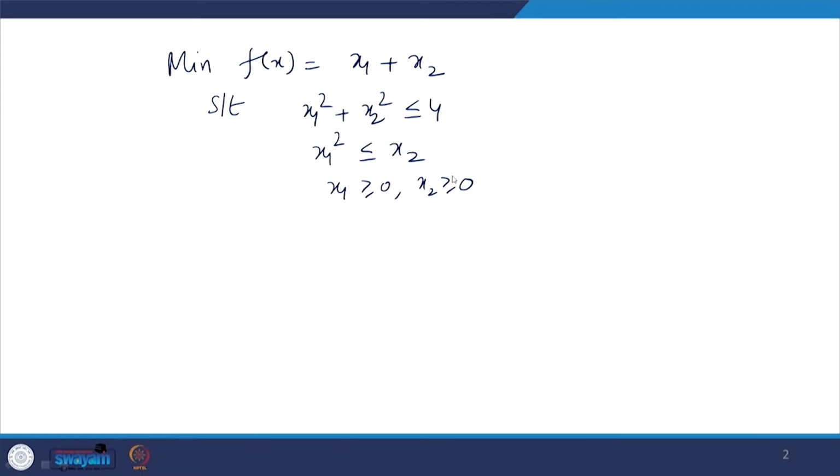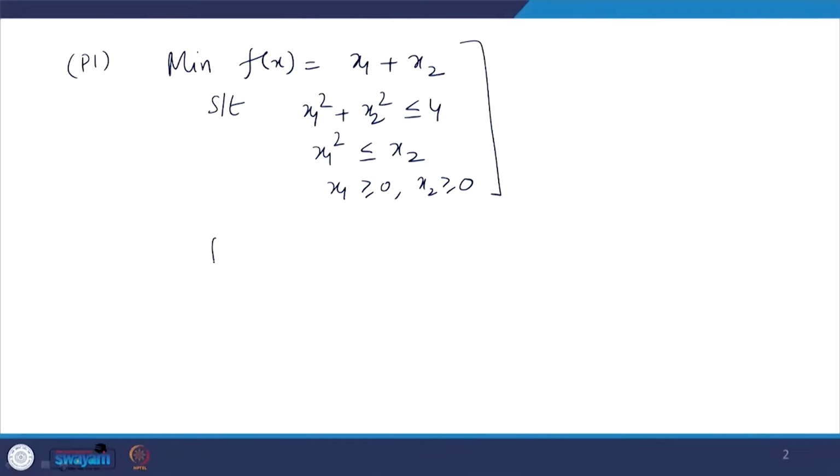Let us see whether this problem is a convex programming problem or not. Number one, this problem is not a linear programming problem, it is a non-linear programming problem, because the objective function is linear but the constraints are non-linear. Now, in order to see whether this problem is a convex programming problem or not, we first have to check the objective function, and then we have to check all the constraints, whether they are convex or not. So, first let us see the objective function.